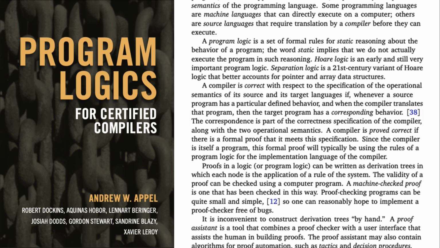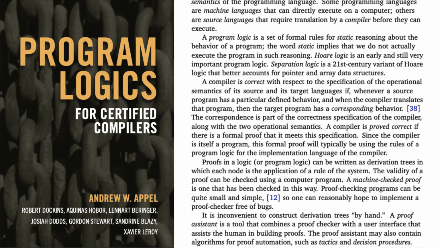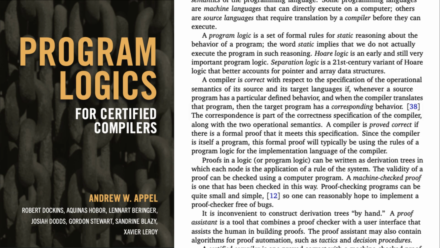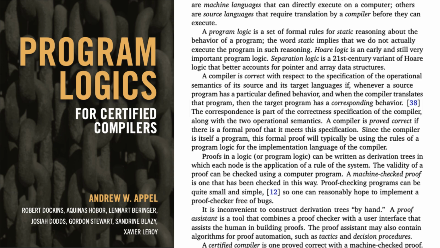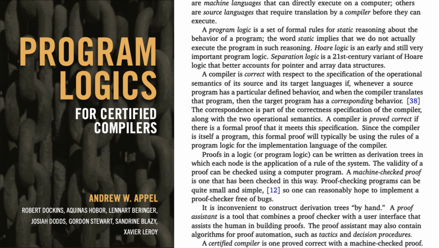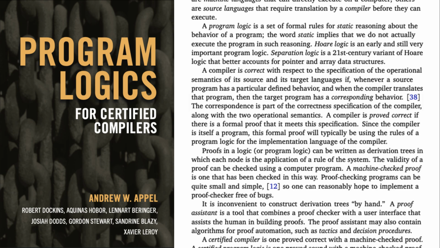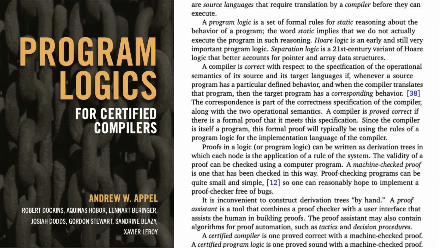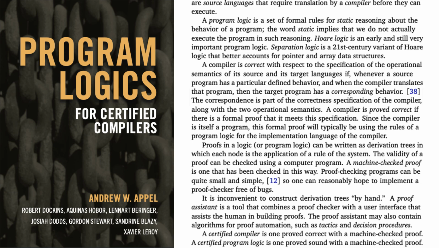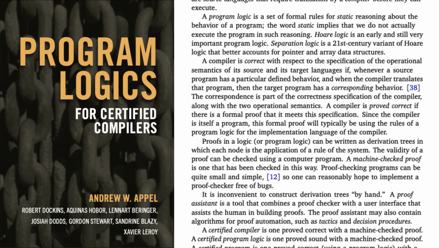Since the compiler is itself a program, this formal proof will typically be using the rules of a program logic for the implementation language of the compiler. Proofs in a logic or program logic can be written as derivation trees in which each node is the application of a rule of the system. The validity of a proof can be checked using a computer program. A machine-checked proof is one that has been checked in this way.